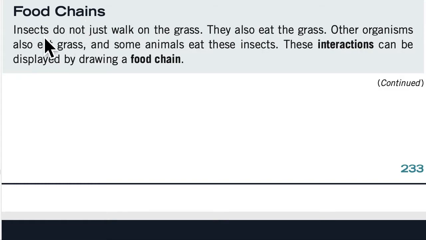Food chains. Insects do not just walk on the grass. They also eat the grass. Other organisms also eat the grass, and some animals eat these insects. These interactions can be displayed by drawing a food chain.